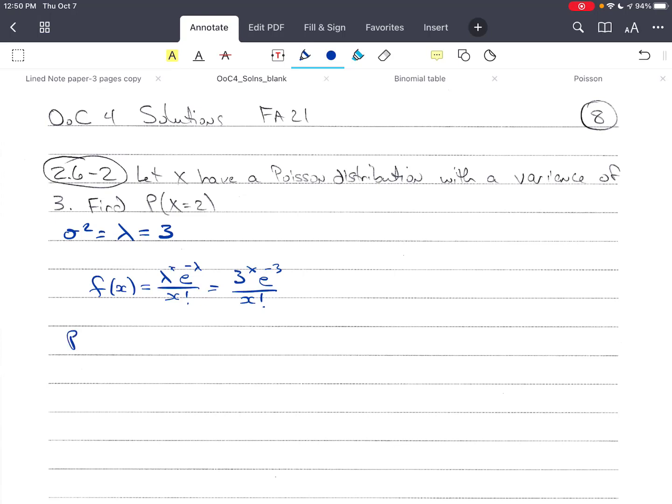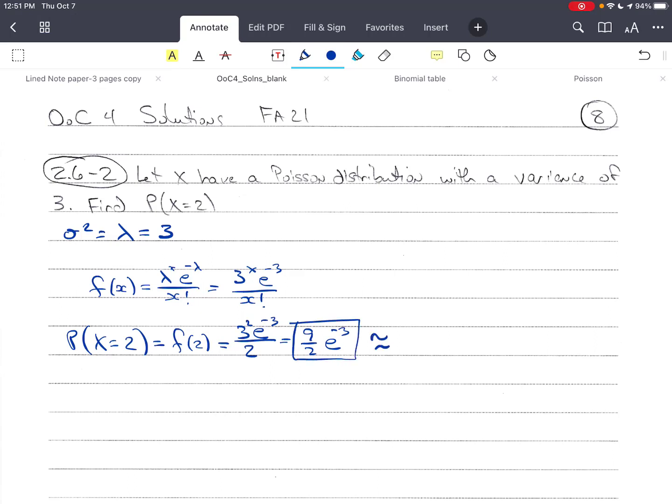So the probability that x is equal to 2 is f of 2, the PMF, which is 3 squared e to the negative 3 over 2 factorial, which is just 2. So this is 9 halves e to the negative 3. That's an exact answer.